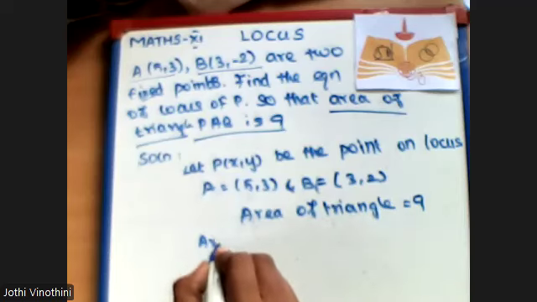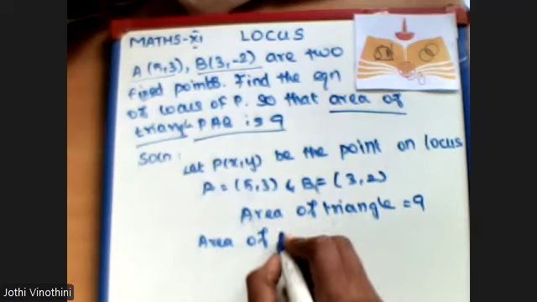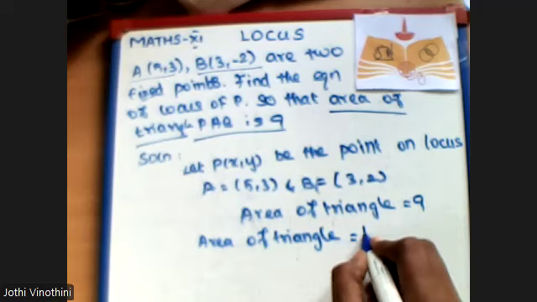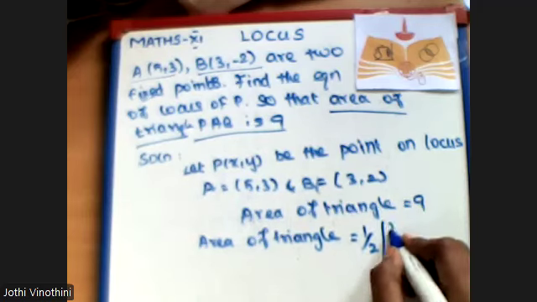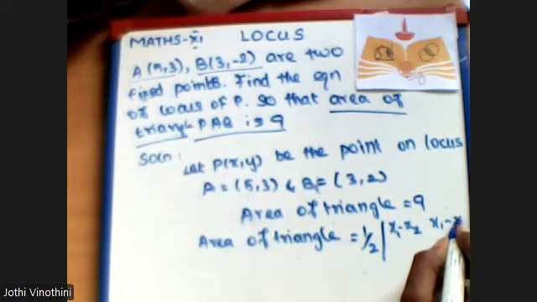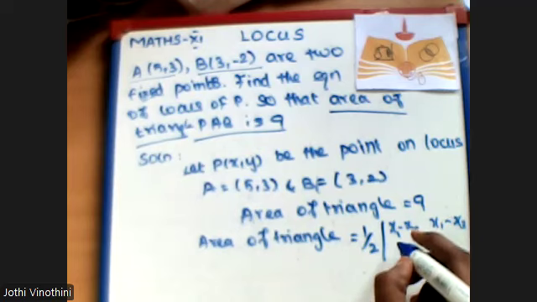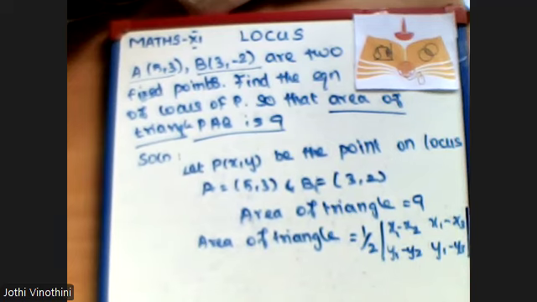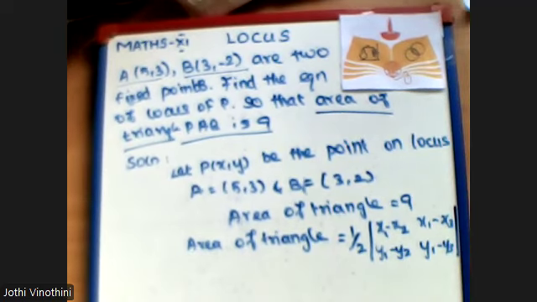The area of a triangle formula, when we are provided with 3 vertices, is half modulus of x1 minus x2, x1 minus x3, y1 minus y2, y1 minus y3. It's a modulus, right? Okay. I hope you guys copied this. I will wait for 1 more minute so that you can copy.